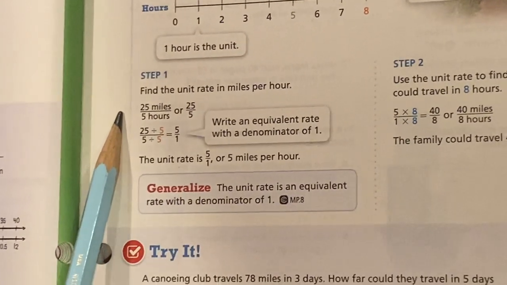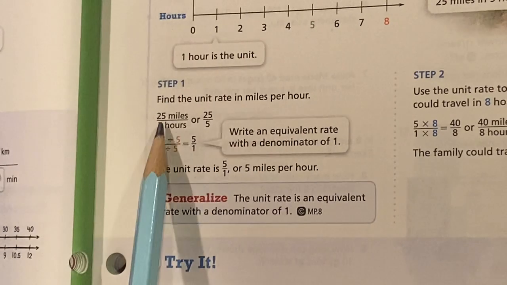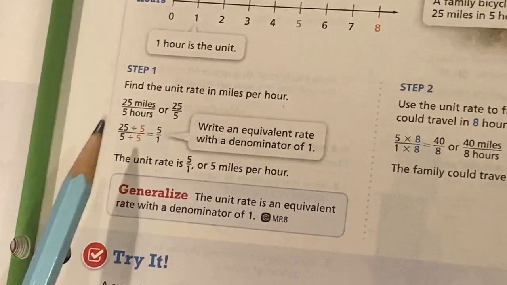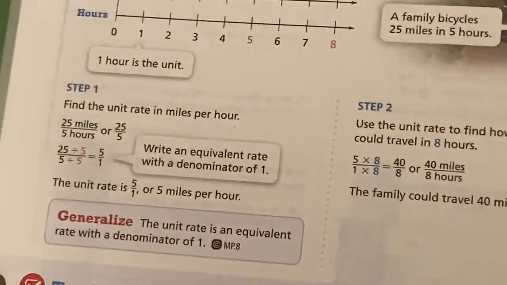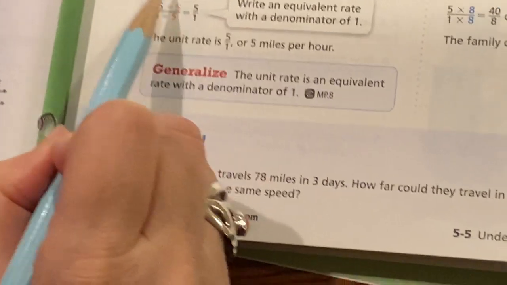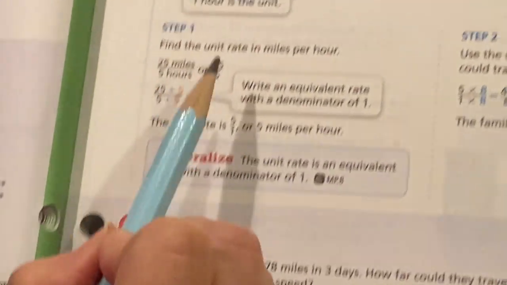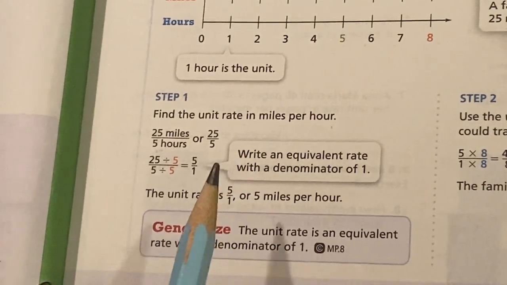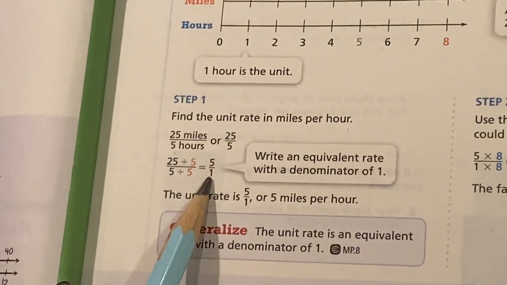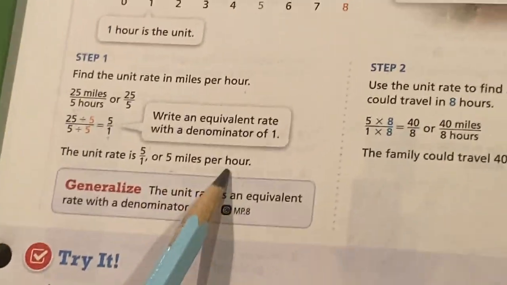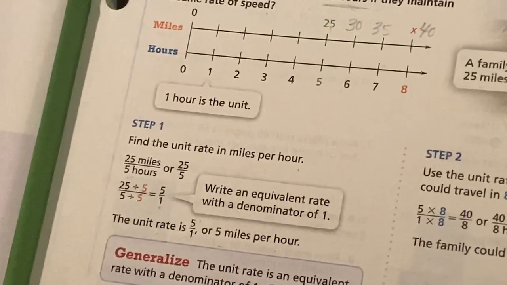Let's see what we did here, though. They said, find the unit rate in miles per hour. In other words, how many miles can they travel in 1 hour? So because it's 5 hours and we want to get down to 1 hour, we're going to divide by 5. And when you do that, you end up with 5 miles in 1 hour. So the unit rate is 5 to 1 or 5 miles per hour.